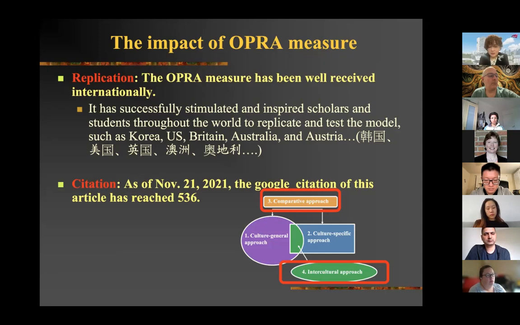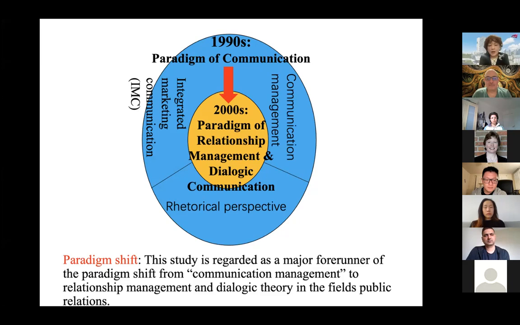As of a week ago, the Google citation count of the article has reached over 500. So, again adapting this diagram, I would think the scale has moved on to the comparative approaches so far. Based upon the study, I would say that it is regarded as one of the forerunners of the paradigm shift from communication management to relationship management and dialogic theories in the field of public relations from the 1990s to 2000.